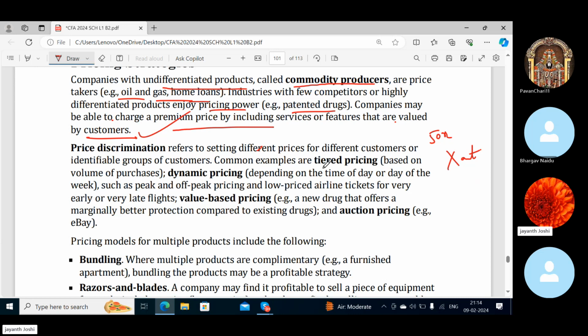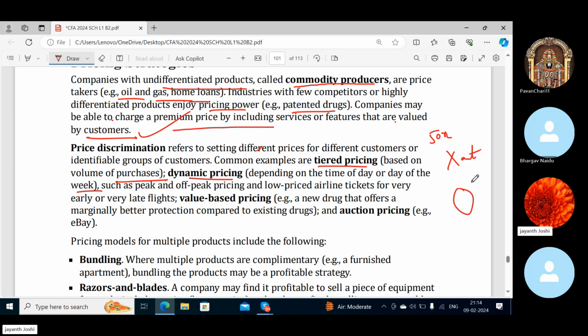So common examples are tiered pricing based on volume of purchases. Of course, if you're a very big customer, buying goods in very bulk quantity, you may get good discounts for volume purchases. Then dynamic pricing, depending on the time of the day or day of the week. In the morning when you go to a shop, they have a different price, and by evening they want to sell all the stock. So they keep a sale kind of thing in Reliance or some stores. You may see coconut water. If you want to take a coconut water, in the sense you want to take coconut, which has water in it.